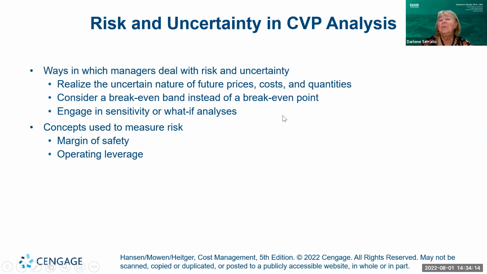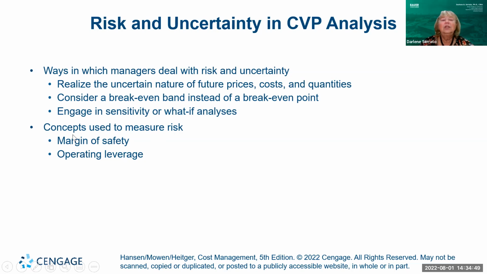CVP analysis can be used when you're doing all the detailed budgets that we did not talk about in Chapter 8. So you're doing what if. Remember, top management always wants to improve profit. You can improve bottom line profit by either increasing the sales price, increasing sales units, decreasing costs, both variable and fixed. Okay.